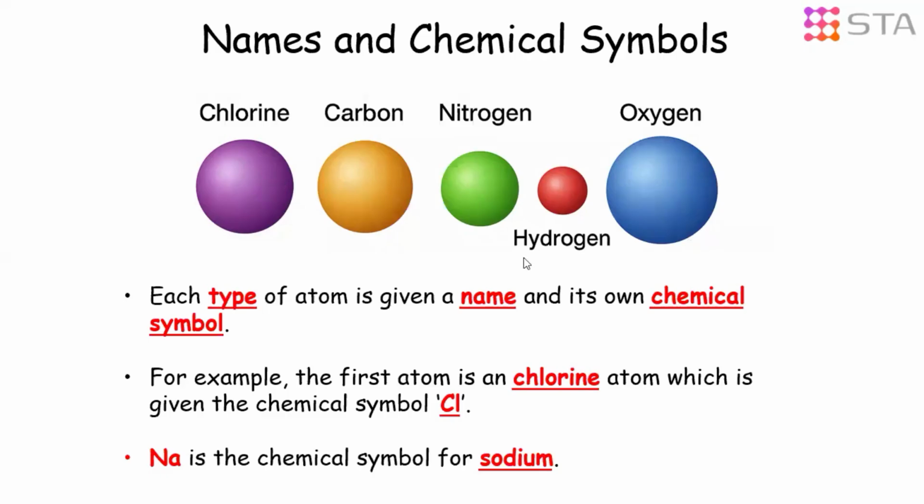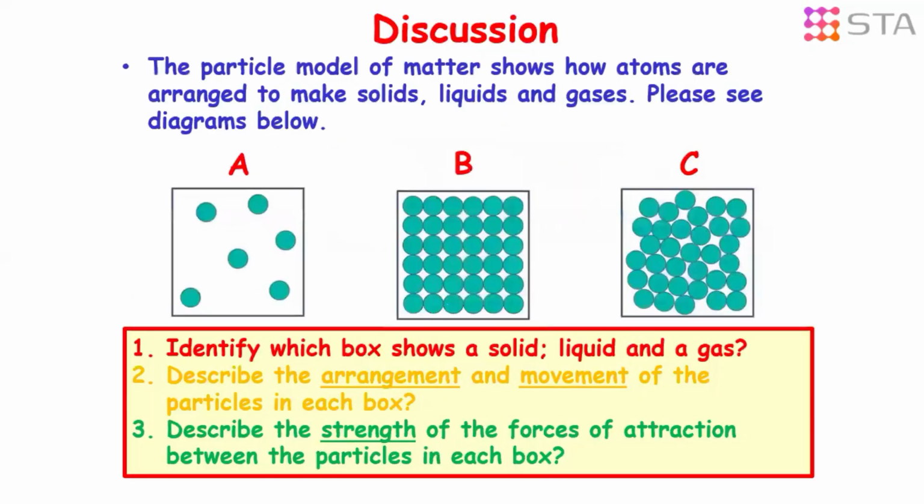Each type of atom will be slightly different, and will also have its own chemical symbol. So chlorine has the chemical symbol capital C, lowercase l, Cl. Some chemical symbols will be slightly different and they won't match their names. So Na is the chemical symbol for sodium, and we'll do a little bit more work on this in a few slides time. Now, here is a discussion activity for all of you to try.